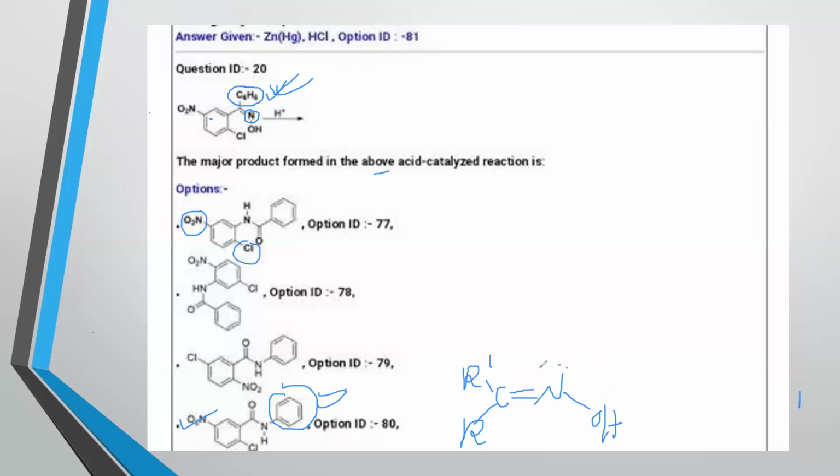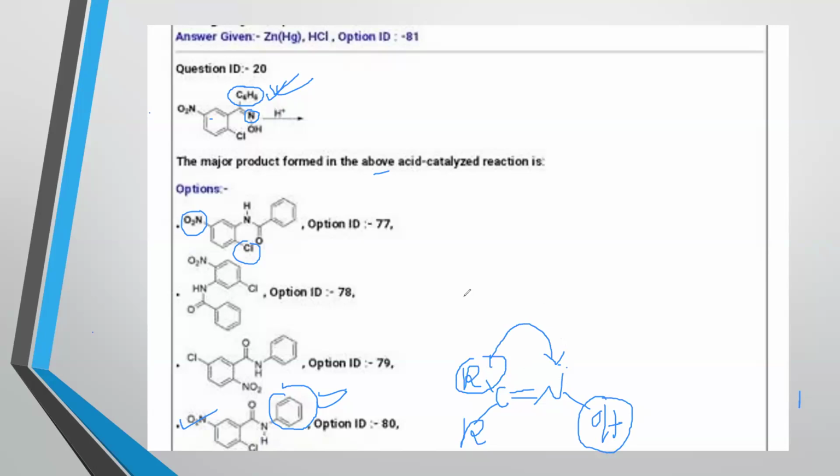Now, sometimes there will be a different group. Here in this case, both are phenyls, right? But sometimes they give you a different group, like R and R dash. So when a different group is there, what do you have to shift? The group trans to this OH. Like this R dash group is trans to OH. So this R dash group will transfer onto this nitrogen and the product will be accordingly.